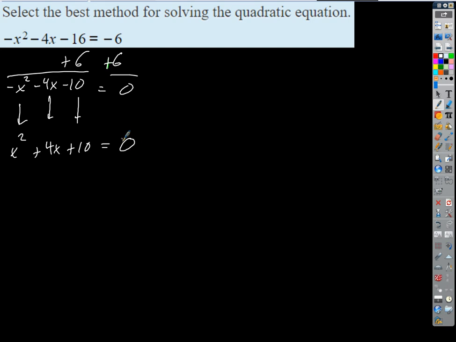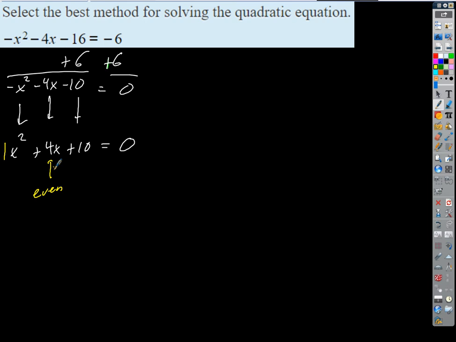So are there magic numbers? Multiply to 10 and add to 2. Do they exist? No. No magic numbers. But what could we do? What are really my options here? Complete the square is probably the best option. The reason we would complete the square, we've got a 1 there and an even value for b, so why not complete the square?